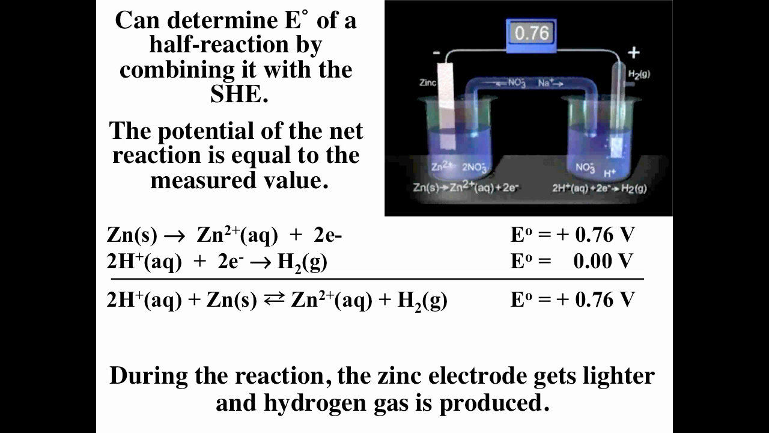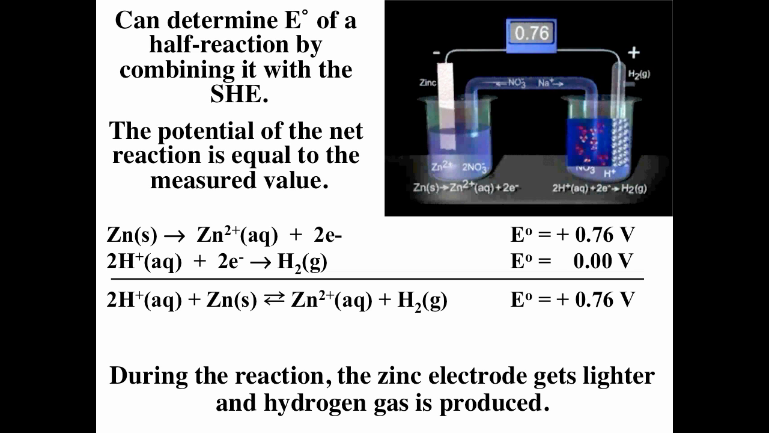When the lamp is replaced by a voltmeter, the cell potential measures 0.76 volts. Electrons flow from the zinc anode through the voltmeter to the hydrogen electrode, which is the cathode. As in any voltaic cell, the anode is the negative electrode, and the cathode is the positive electrode. Zinc 2 ions are formed at the zinc electrode. At the same time, hydrogen ions are reduced to hydrogen gas at the platinum cathode.